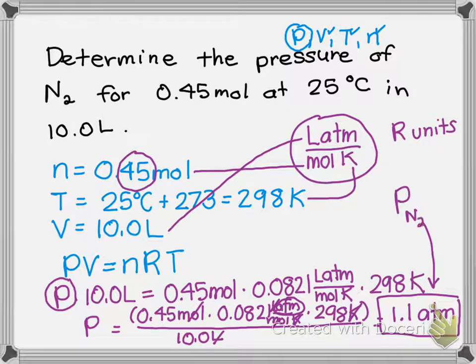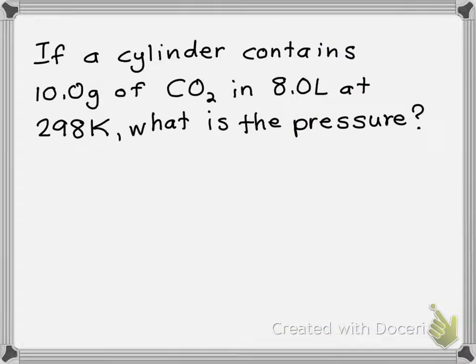Now notice I really didn't use the information that it was nitrogen. That's because any gas at these conditions would have the same pressure. Because remember, the ideal gas law works for any gas or mixture of gases. Well, let's try another one. And this example says, if a cylinder contains 10 grams, so they give me my mass.